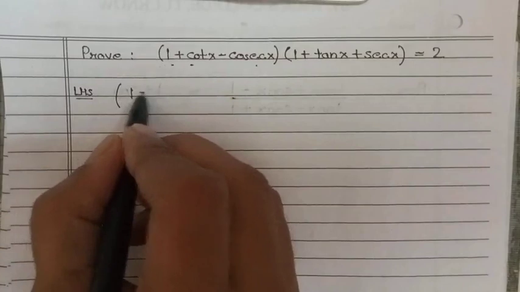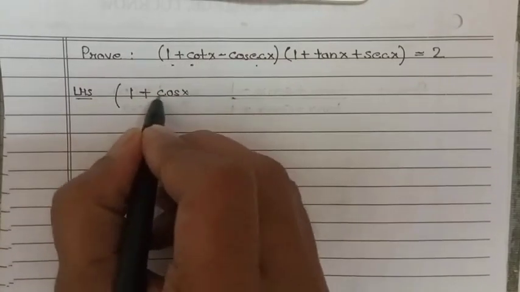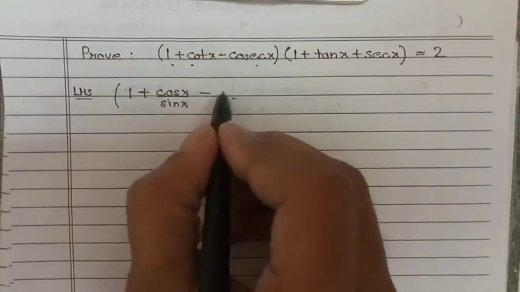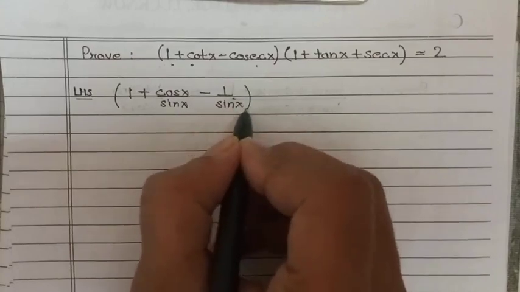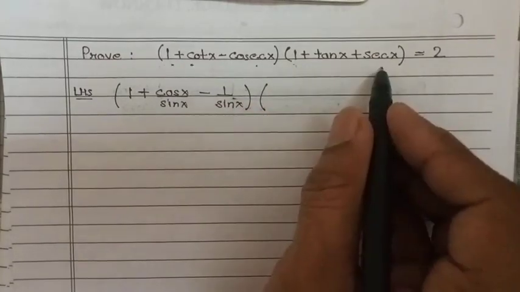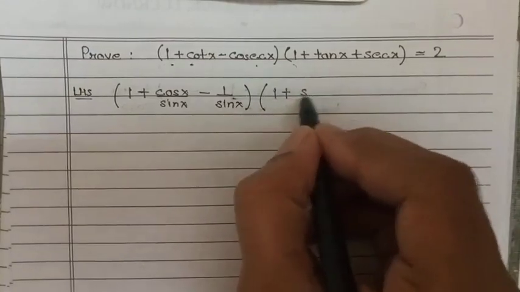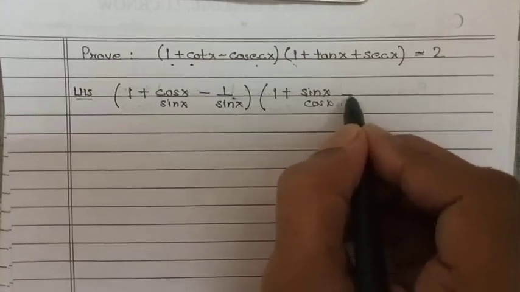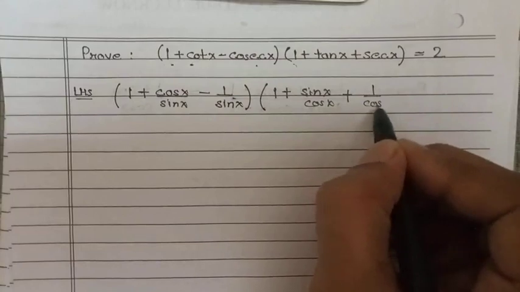See, this cot can be written as cos x upon sine x. Cosec can be written as 1 upon sine x. Same we will do in the second bracket also. This tan can be written as sine x upon cos x. And this sec x can be written as 1 upon cos x.